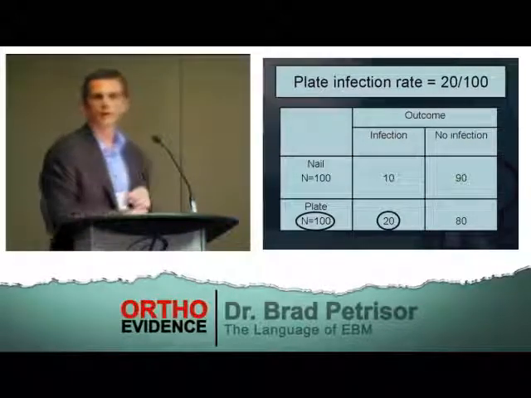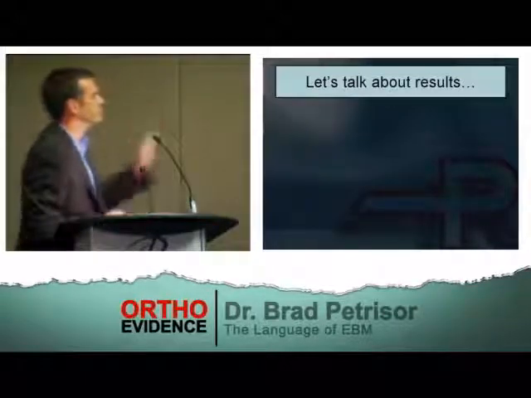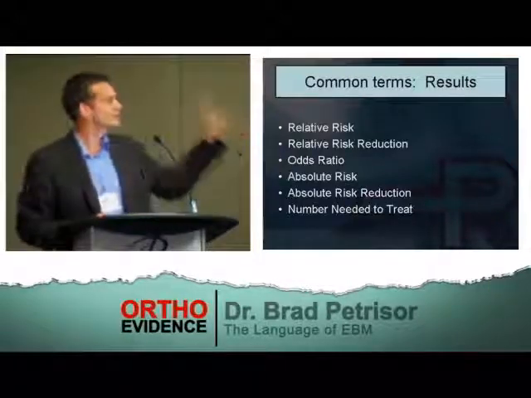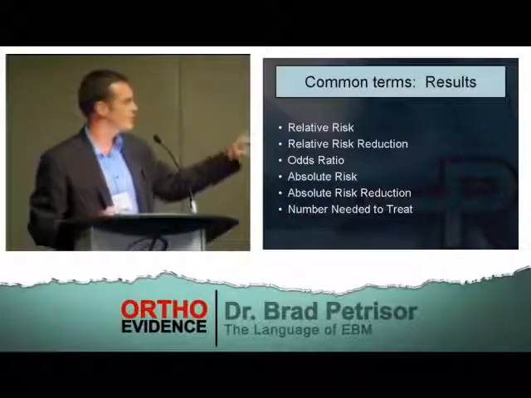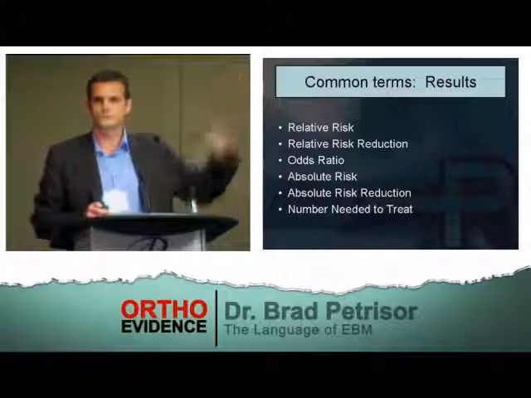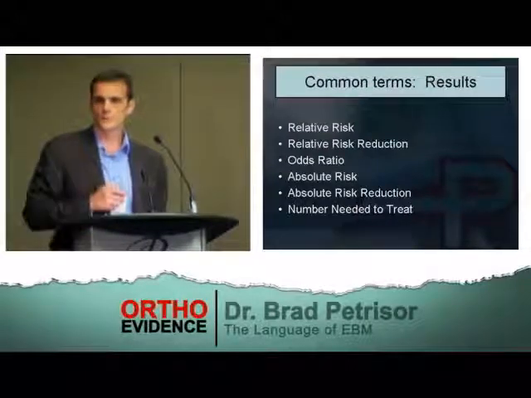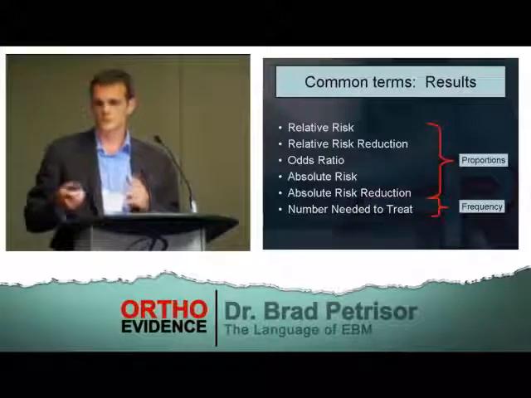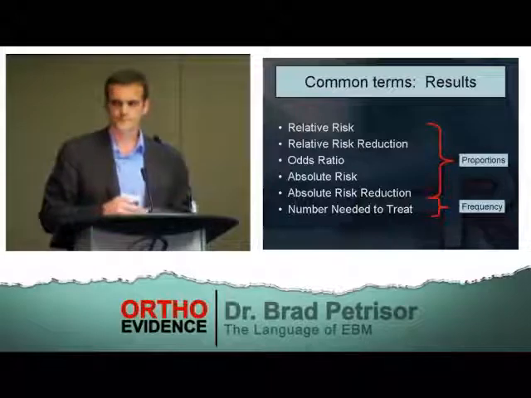Right. So now, let's talk about how to talk about these results. So results can be presented as relative risks, relative risk reduction, odds ratios. These are dichotomous results we're talking about. Absolute risk reduction, and the number needed to treat. Who's heard of those? All right. So in general, the top three are proportions, and in general, the bottom three are more natural frequencies or numbers. So let's start with the relative risk.